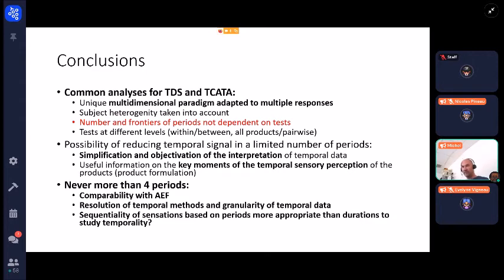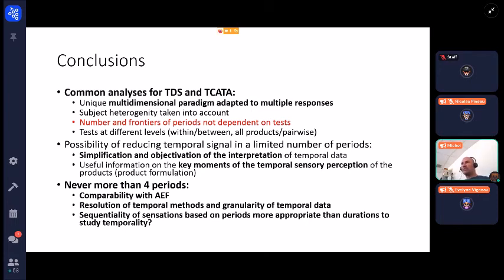To conclude, I presented a framework that is common for TDS and TCATA, based on a unique multidimensional paradigm adapted to multiple responses. It takes the subject heterogeneity into account. The number and frontiers of periods do not depend on the test, but as I said, the actual criterion is still largely improvable. You can also test product differences at different levels, within or between products, but also on all the product space or on a subset of products.